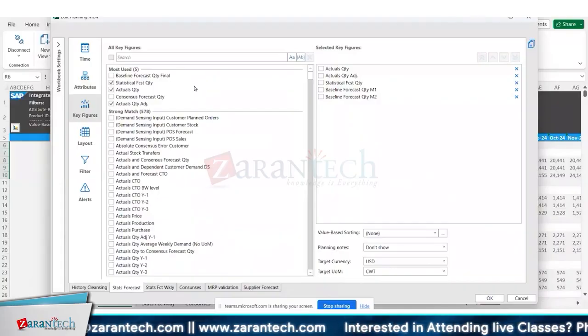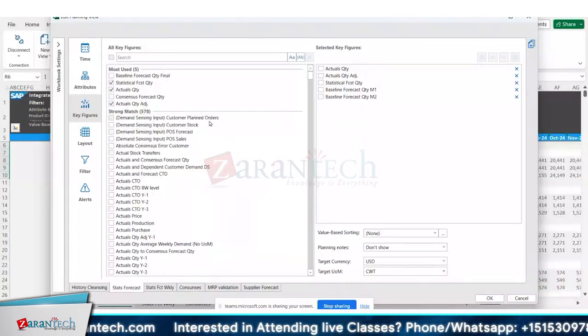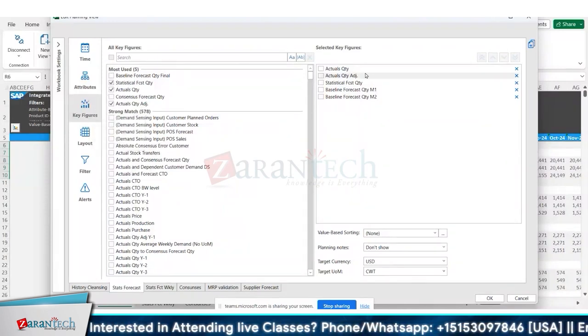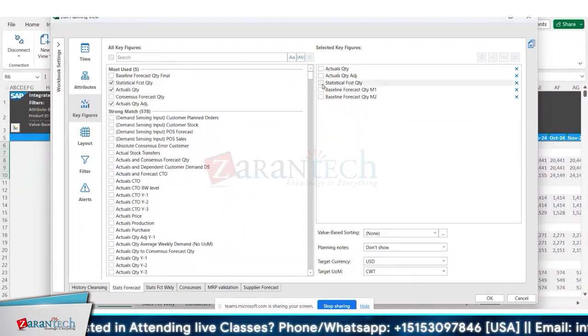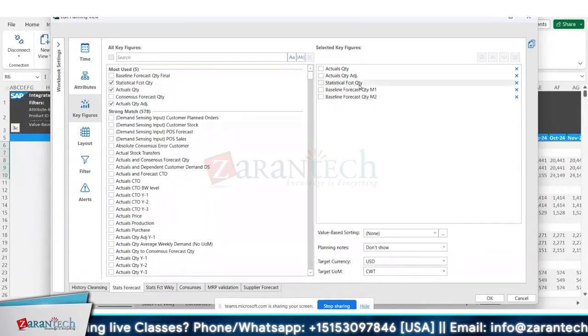For Canada, I use actuals quantity as a key figure. Okay, and for US? I've used actuals quantity as well. Okay, then this is perfect. Okay, so in that case, your report should have a key figure as actuals quantity, actuals quantity adjusted, then statistical forecast quantity.